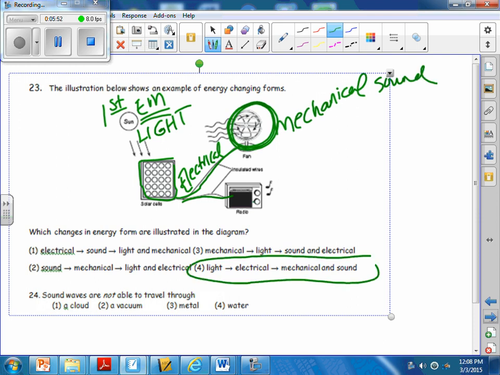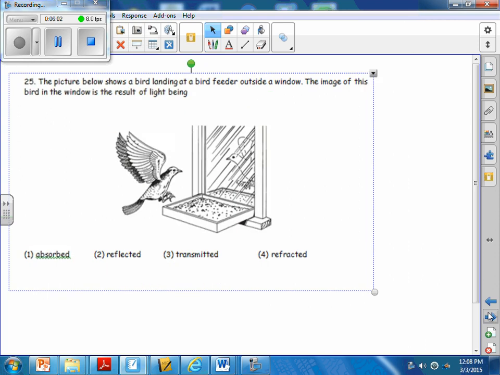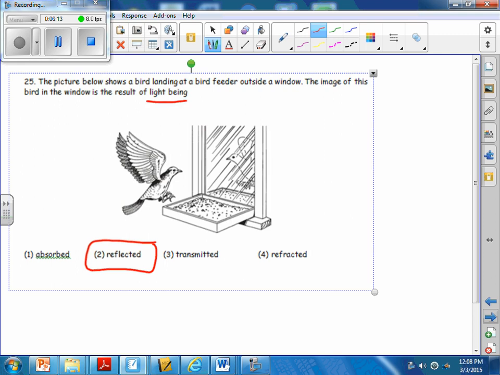4 is your choice. Sound waves cannot travel through a vacuum because a vacuum is empty space, and sound needs a medium. And finally, question number 25. The picture below shows a bird landing on a bird feeder outside a window. The image of this bird in the window is the result of light being reflected. When you see something, the light bounces off and hits you in the eye. It's reflecting an image. This was the whole part 1. Stay tuned for test corrections for part 2.